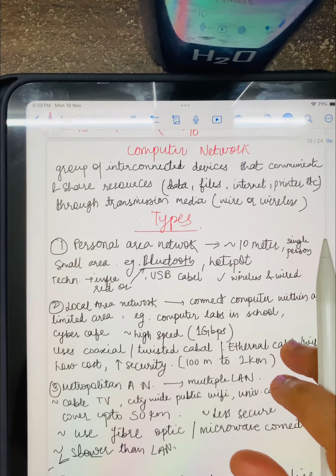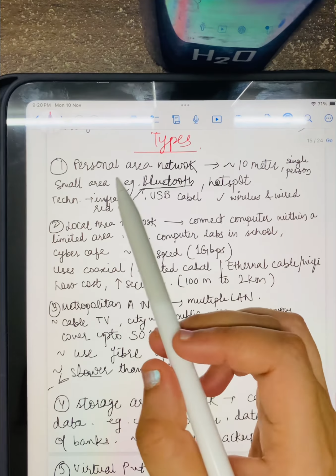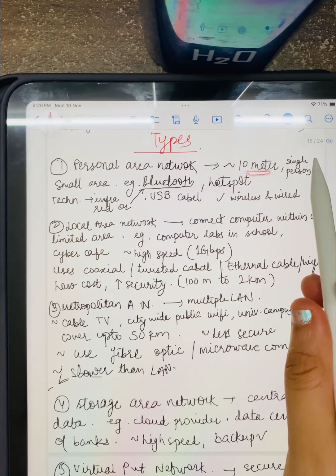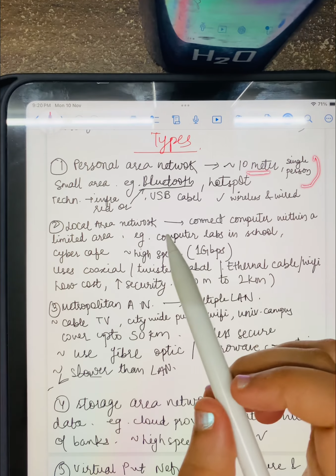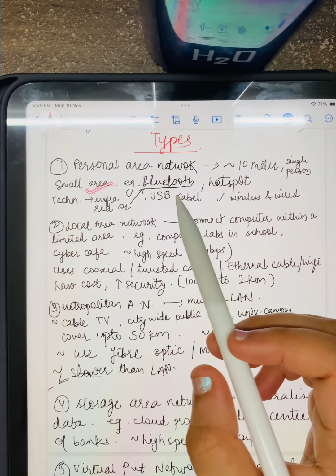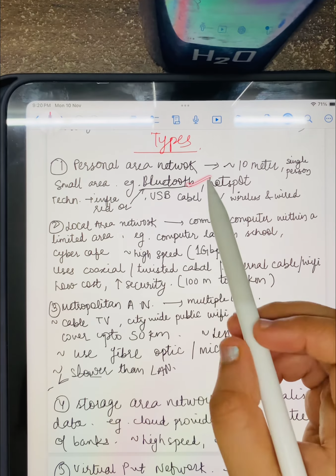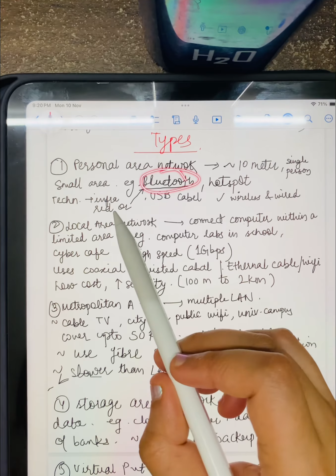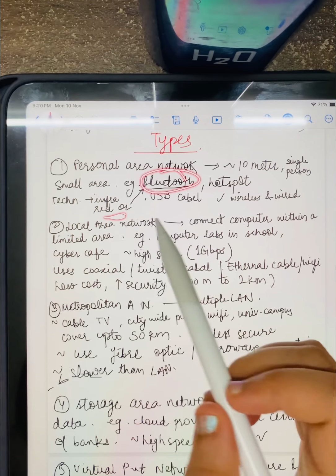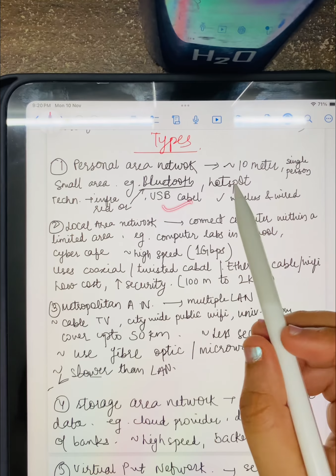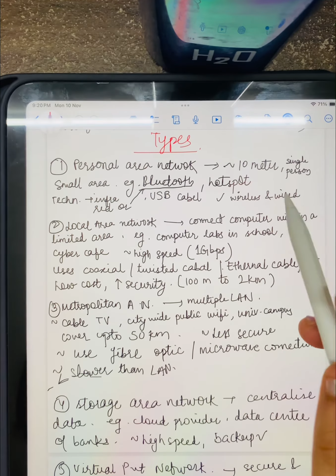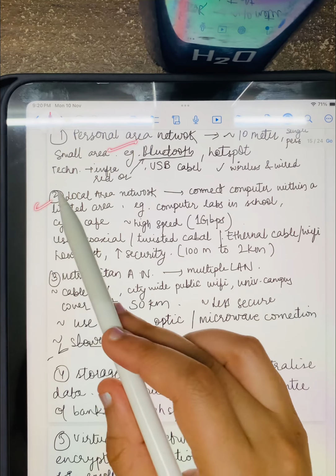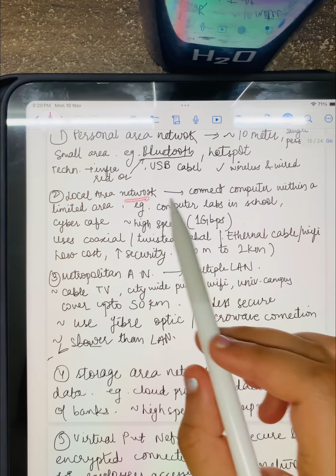So let's learn the types of computer networks. Personal area network, it is of around 10 meters. It is used for single persons. It is a small area network. Example, Bluetooth, hotspot. Bluetooth uses which technology? Infrared. USB cables, hotspots, wireless and wired, both. That is the personal area network.